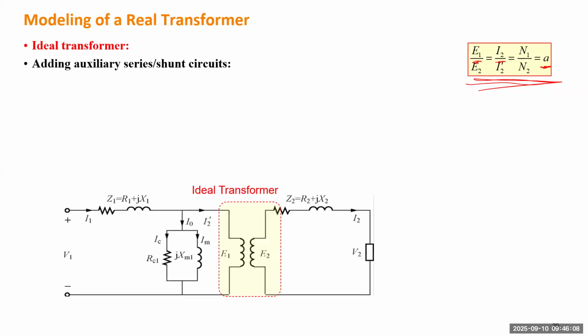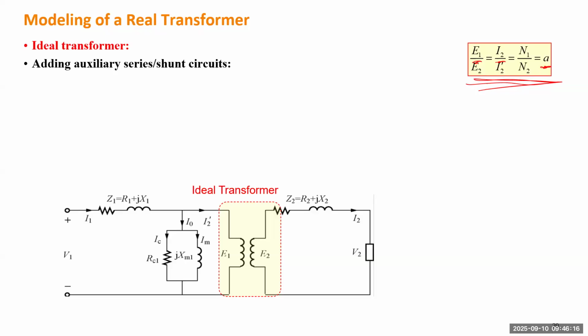Because of the power balance, or conservation of energy, E1 by E2 is equal to I2 by I2 prime. This I2 prime is defined to be the primary side current. I will explain on this circuit. Okay.